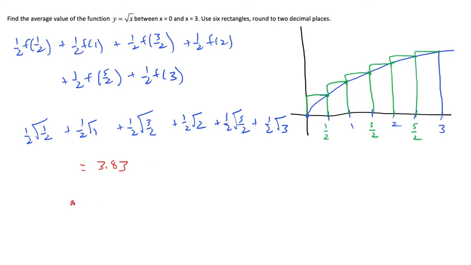So to find the average value, we take our approximation for the area, and then just divide it by the length of this interval. In this case, the interval is 3. So once again, rounding to 2 decimal places, we get 1.28. So this would be the average value.